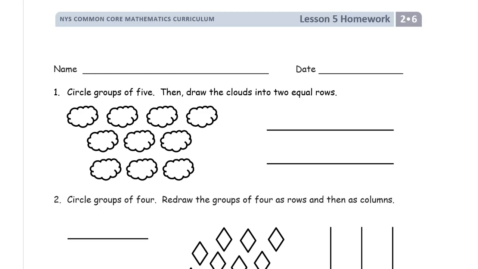Welcome to the homework for lesson five. It's module six of second grade. Please get your name on here first. It says, circle groups of five and then draw the clouds into two equal rows.